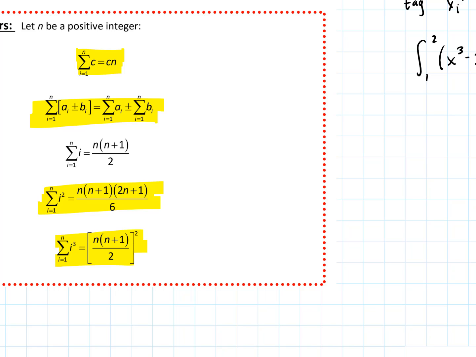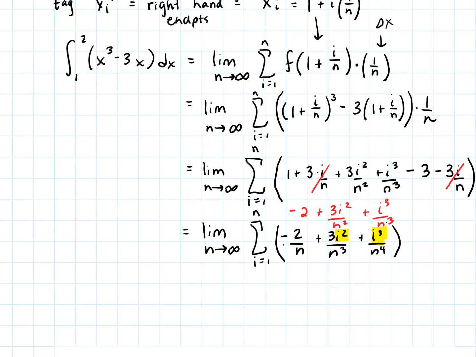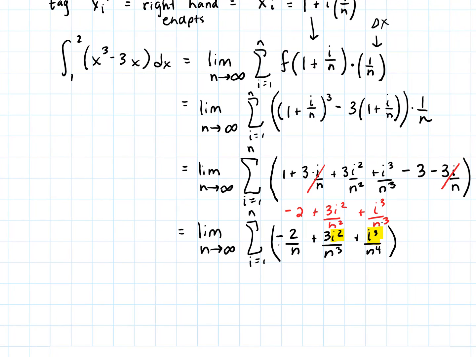So I can apply those rules, and where I have a constant, when we sum up a constant n times, we get c times n. And it turns out that minus 2 over n is a constant. So we're going to go ahead and use those rules. We're going to plug those in, and then we'll be able to take the limit. So we're going to actually do the summation, and then we'll be able to do the limit.